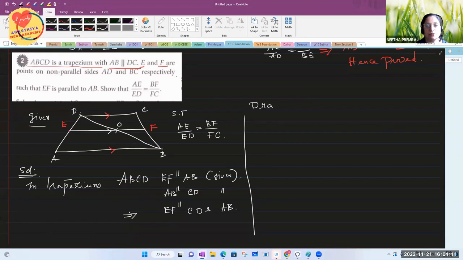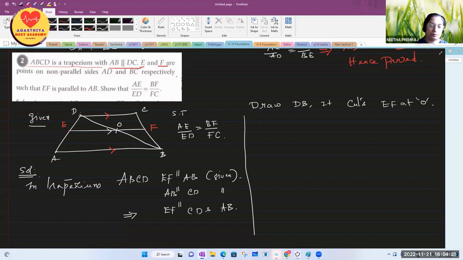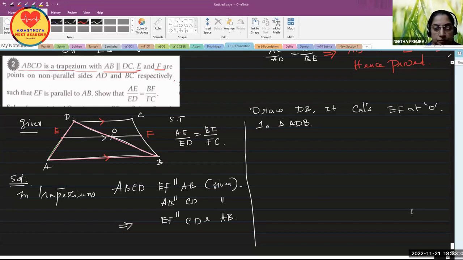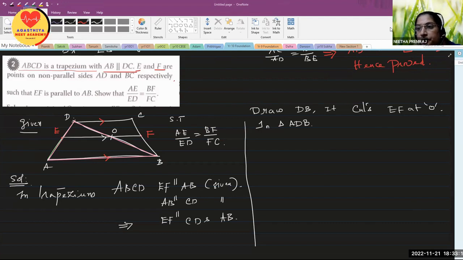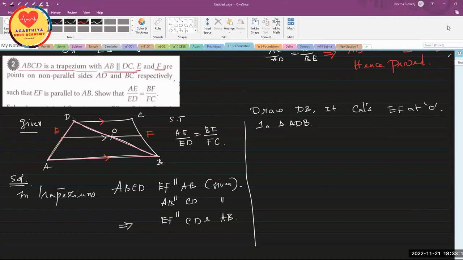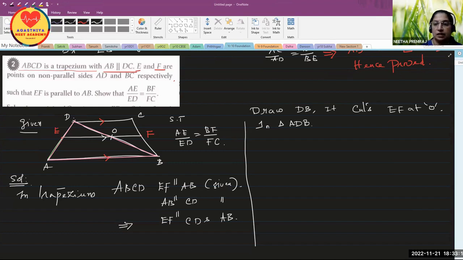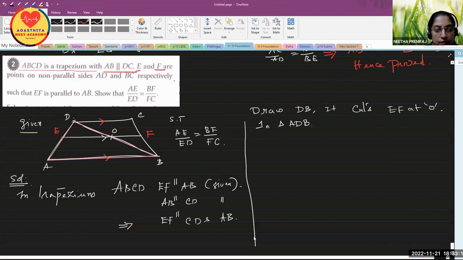Whatever we are introducing, we are supposed to mention. Draw DB. It cuts EF at O. Now I consider the triangle ADB. I hope all could see my screen, isn't it? Okay, then. So the morning we started this sum, I'll teach once again. I'll start from the beginning.